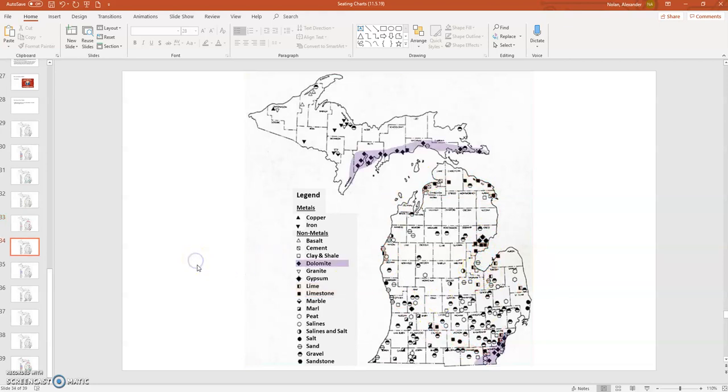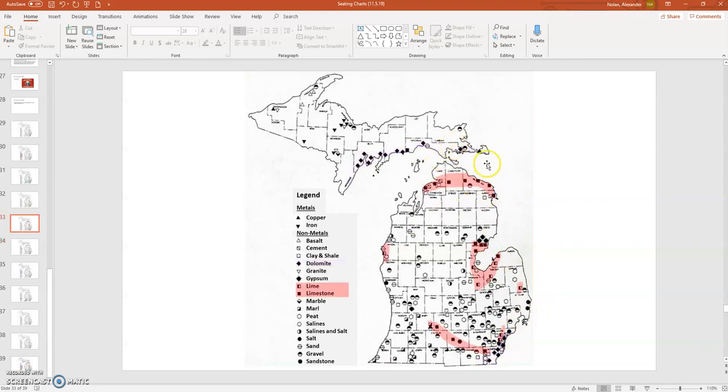That's sort of interesting. If we move forward and look at dolomite, dolomite is actually a close relative of lime and limestone. But we notice it's located in different areas. It's farther north, right?